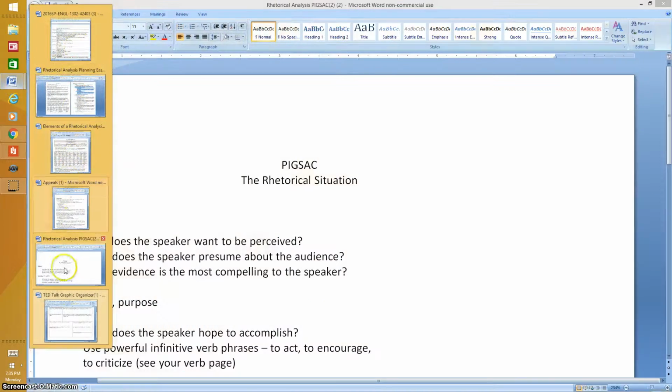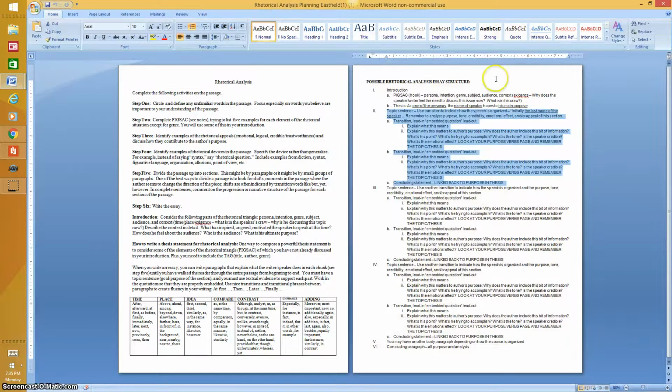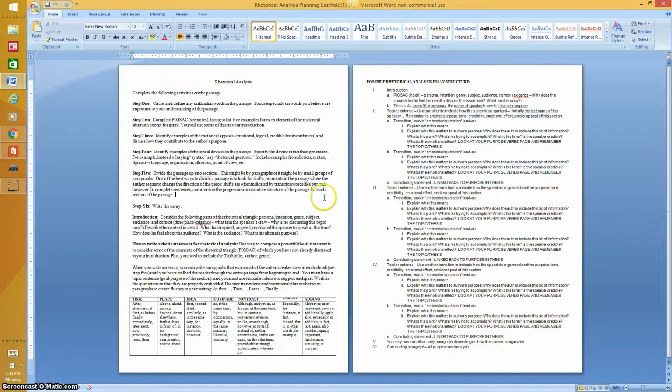Oh, the planning guide. Right here. This is so important. You're going to use this for the next few assignments. When you analyze a speech, lecture, letter, anything, these are the steps you need to go through. Circle unfamiliar words. PIG SACK will help you so much, believe me. Then identify the different appeals that he or she uses, and rhetorical devices. This is a little tough for students to figure out.